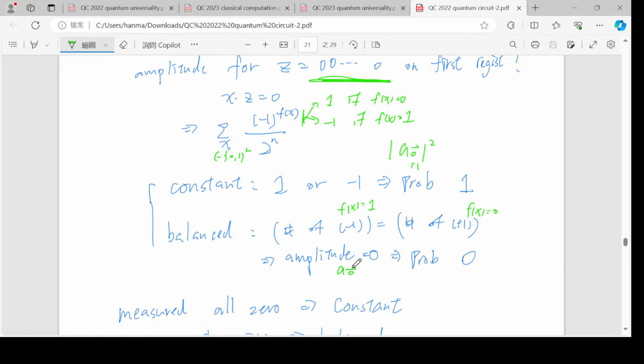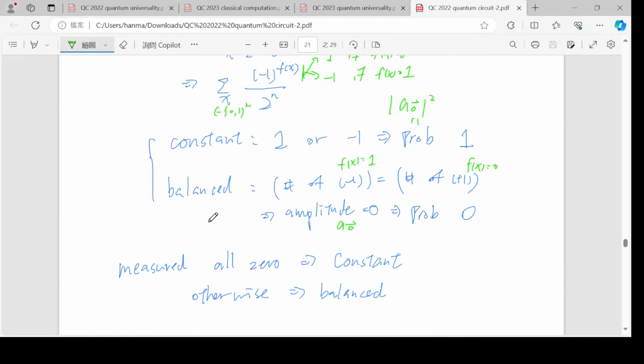Well, the number of -1 here will be the same as the number of 1 here, just because of how we define balanced. So we are summing over all possible inputs, all possible x, and we want to see what f of x is. Just because of how we defined it, the number of -1s and the number of 1s are the same, and so they exactly cancel out. The amplitude for the O0 string is 0 when you have a balanced input.